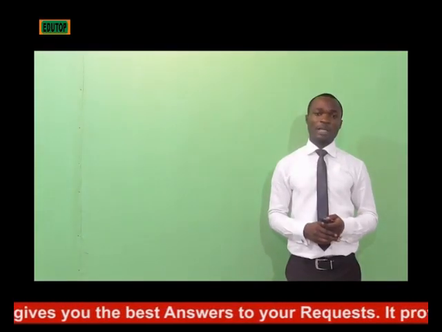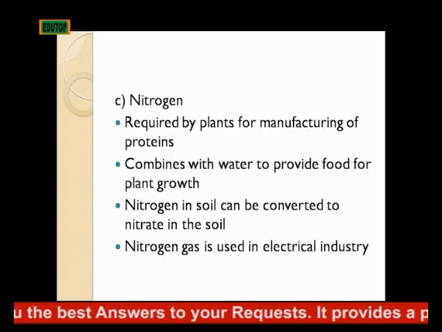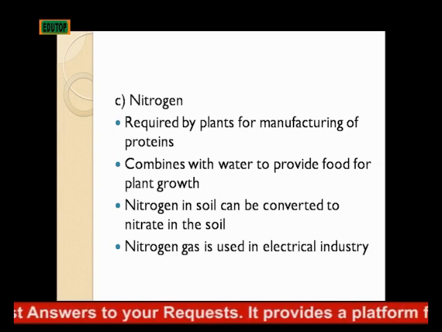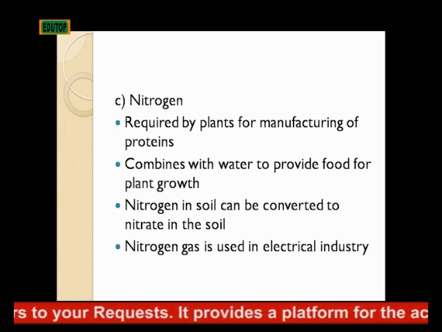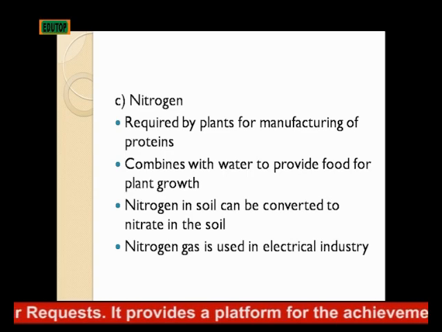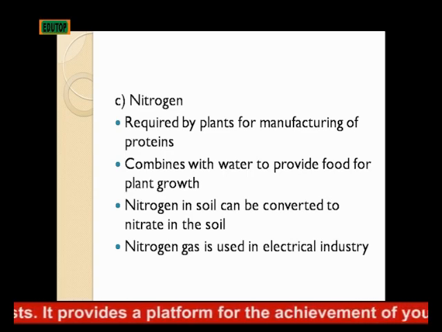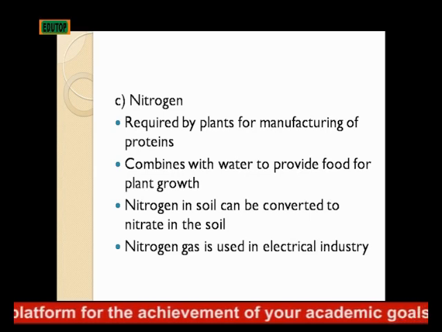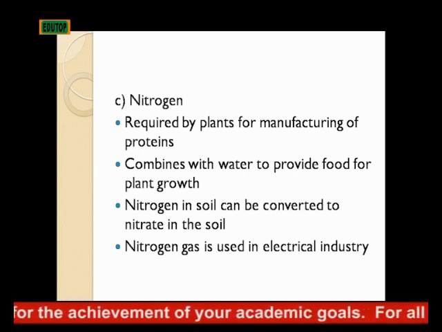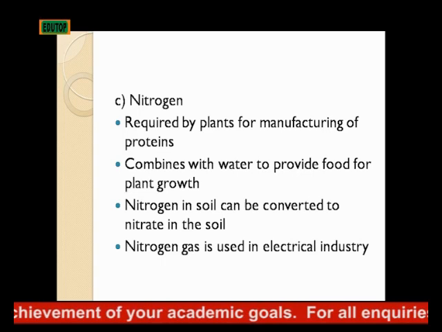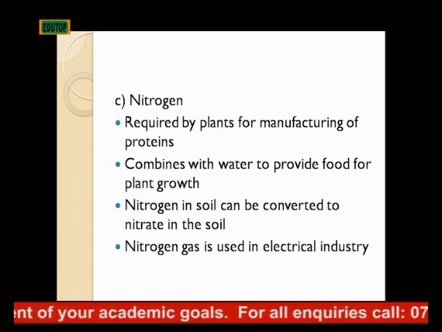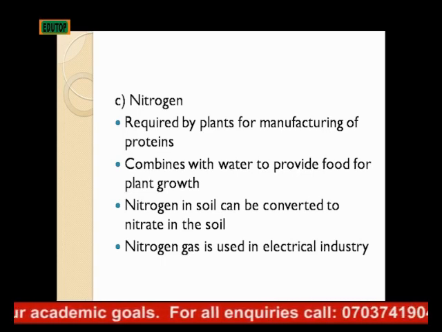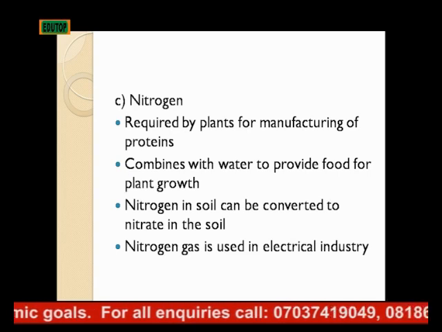The third type of gas we have here is nitrogen. Nitrogen is an essential requirement for plants for the manufacturing of proteins. It also combines with water to provide food for plants' growth. Nitrogen in soil can be converted to nitrate in the soil, which is very necessary for plant growth.